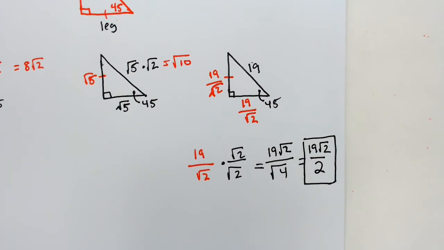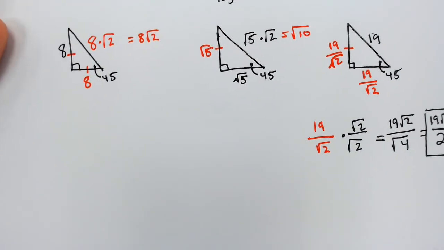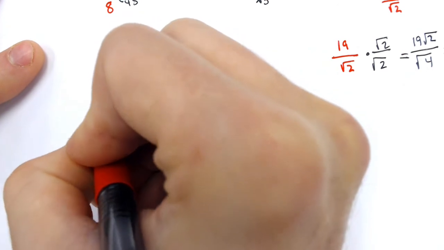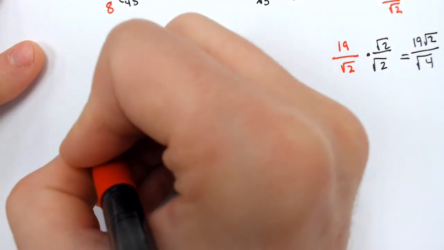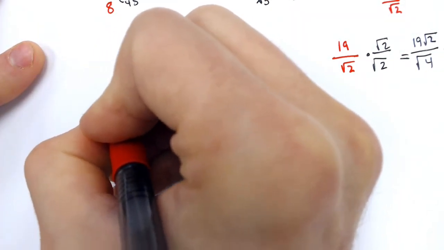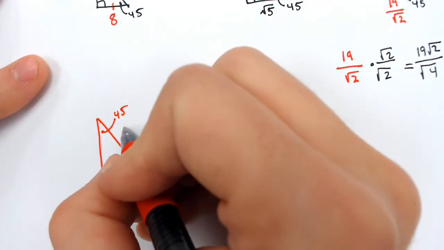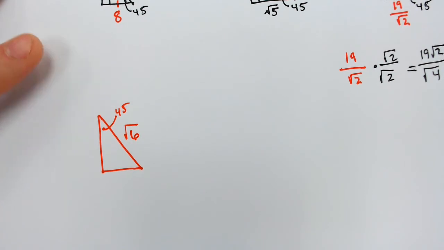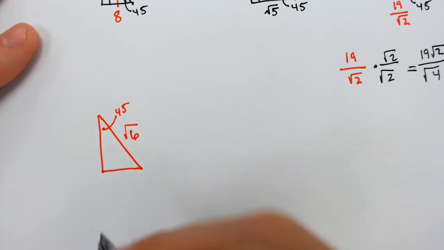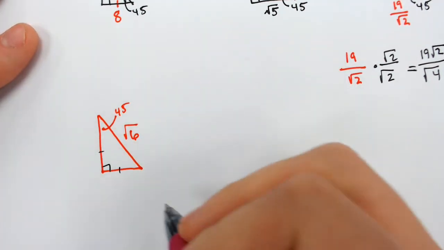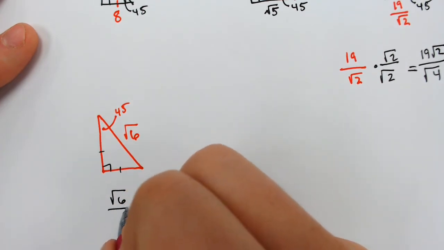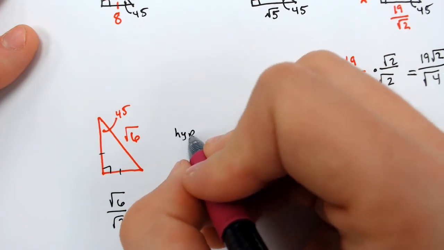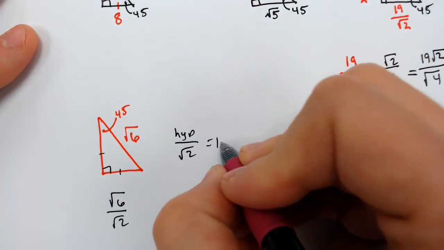All right, so let's try a few more, make sure we're comfortable with it. Let's say on this next one we have also a 45-45 triangle. And let's say that here, this is the square root of 6. In order to find the legs on this 90-degree triangle, I would have to take the square root of 6 and divide by the square root of 2, because the hypotenuse divided by the square root of 2 is equal to the leg.